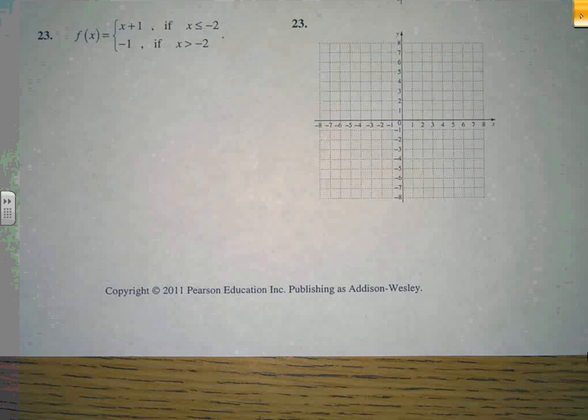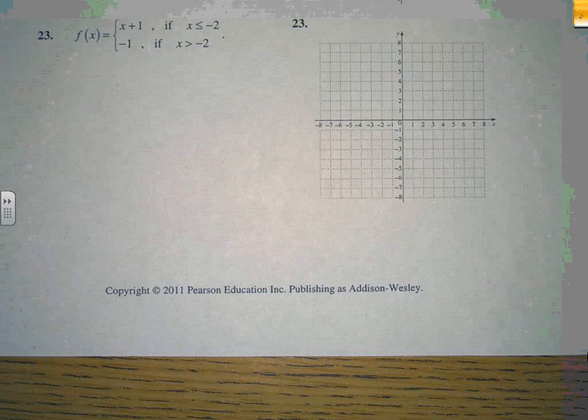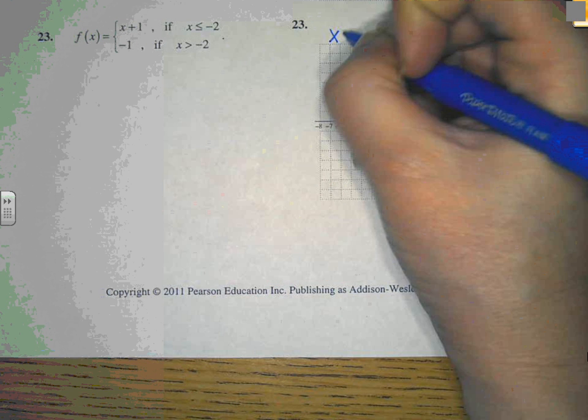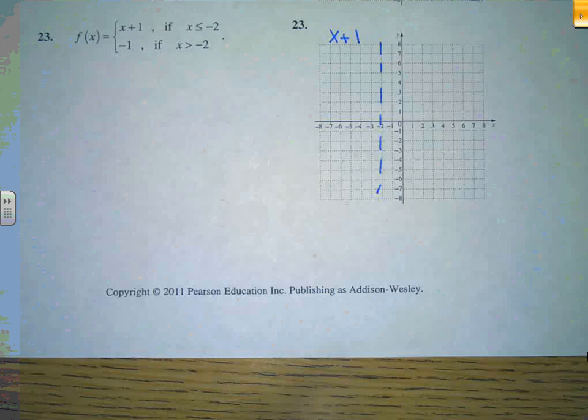Okay, number 23. So this is the other thing we did today. Let's see if you're getting this. So where do I put my dotted line if you want to put a dotted line? -2. So to the left of -2, I'm going to graph x plus 1. To the right of -2, I'm just going to graph -1. Y equals -1.